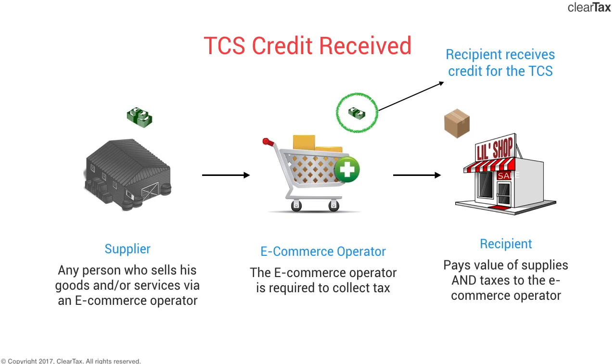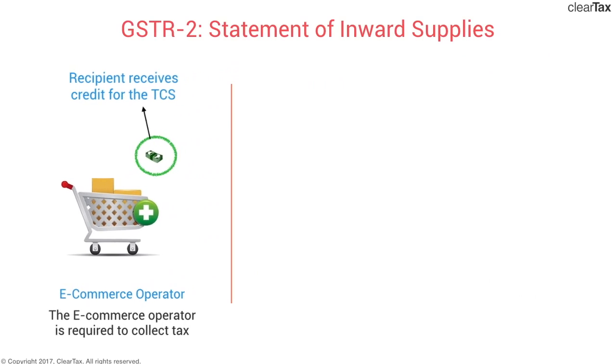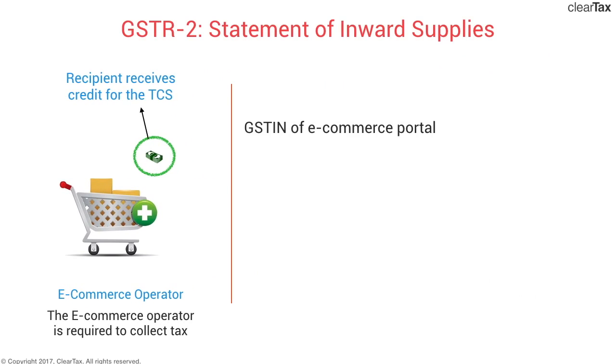It is not the supplier who is remitting this tax, and therefore this information will not be captured in GSTR 1. That's why it's additional information to be filled in by the recipient himself. In this category, the details that are required to be filled in are the GSTIN of the e-commerce portal. The e-commerce portal is paying the tax to the government. For the government to verify and link the tax paid by the portal and the ITC claimed, he'll have to know the GSTIN of the e-commerce portal.